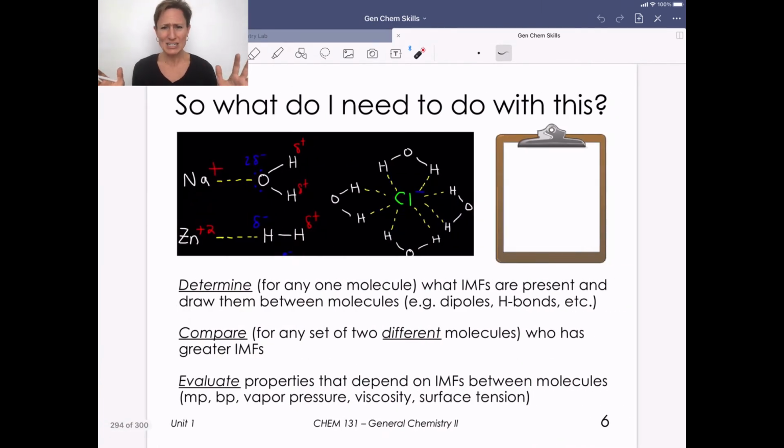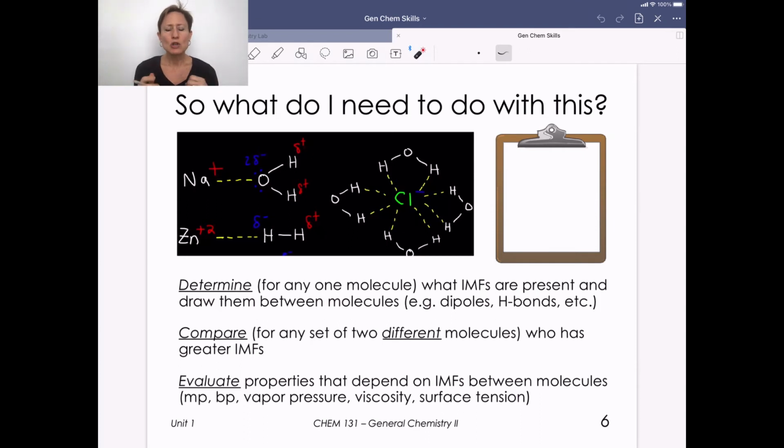All right, so what am I going to need to do with all of this? We'll practice a lot in class. We've got lots of examples of this. You might need to be able to determine for one molecule, what are the intermolecular forces that are present? Maybe being able to draw them. Okay, so we'll practice drawing dipoles and hydrogen bonds in class.